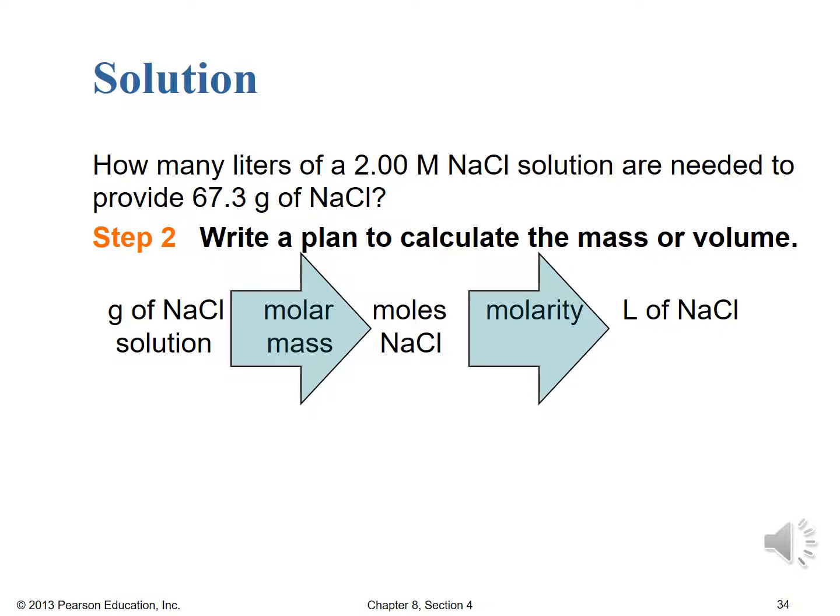All right, moving on to step 2. Now our plan this time involves a couple of steps, right? Because first we start with the grams of NaCl, but we're going to need to get to moles of NaCl because we're dealing with molarity, which is moles per liter. So we're going to need to use molar mass as a conversion factor first to go from grams of NaCl to moles of NaCl. Then we can use molarity as a conversion factor to go from moles of NaCl to liters of NaCl. So it is a little more complex than our previous examples, and of course it's the one that the chemists love to use, right? So hopefully you get the hang of it quickly, and hopefully you were able to do that correctly on your own.